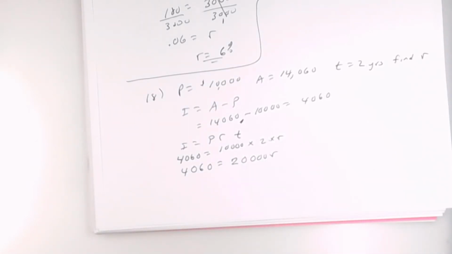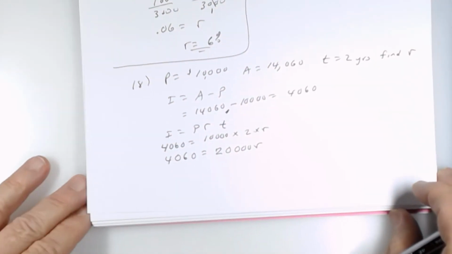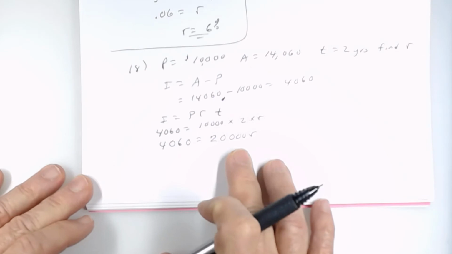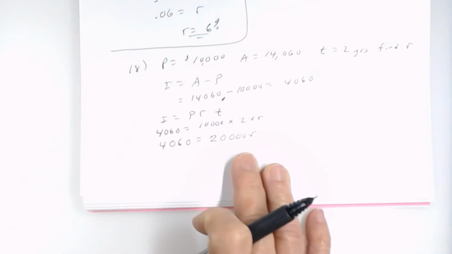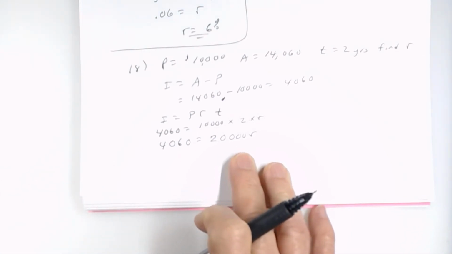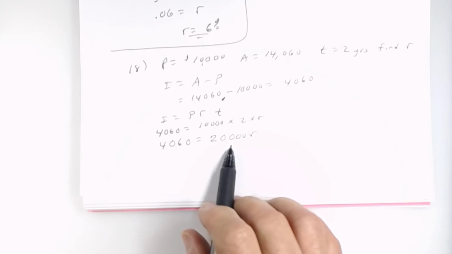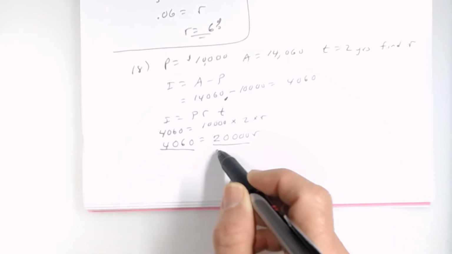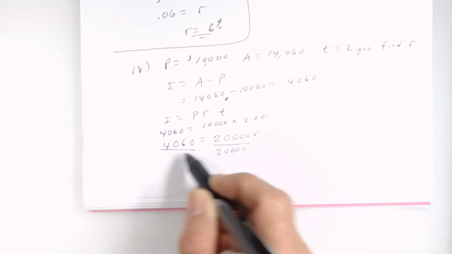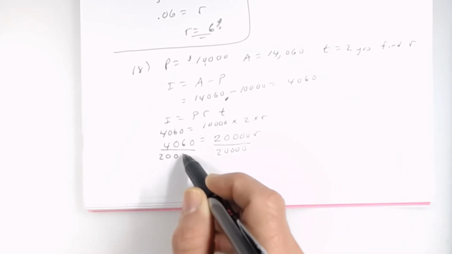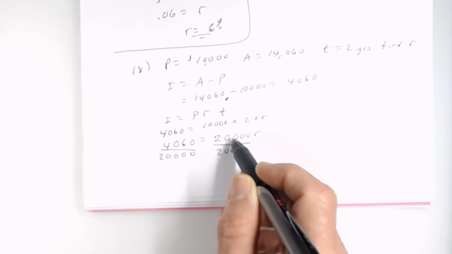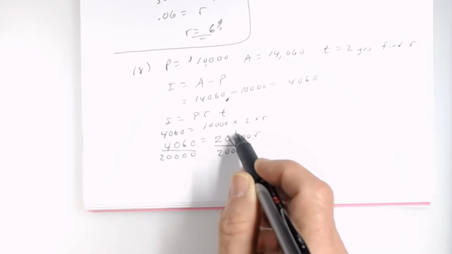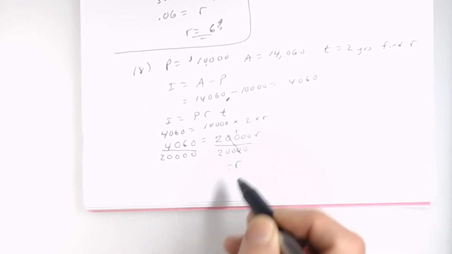Now you got to get R by itself. So what's the next step? No, not subtract. You're multiplying. You got to get R by itself. What's the opposite of multiplication? Division. So what's the next step? Divide both sides by 20,000. All right, and then the 20,000 divides out here. You're left with 1.